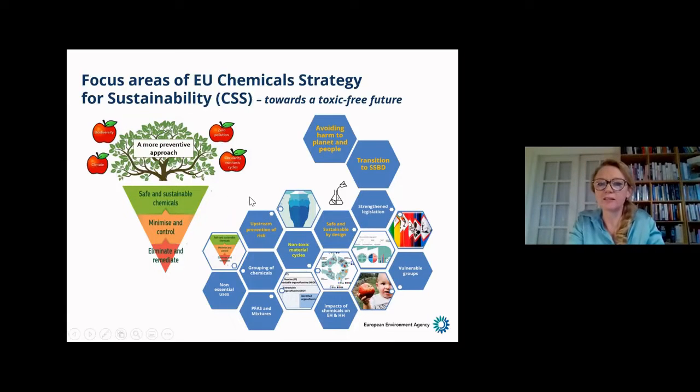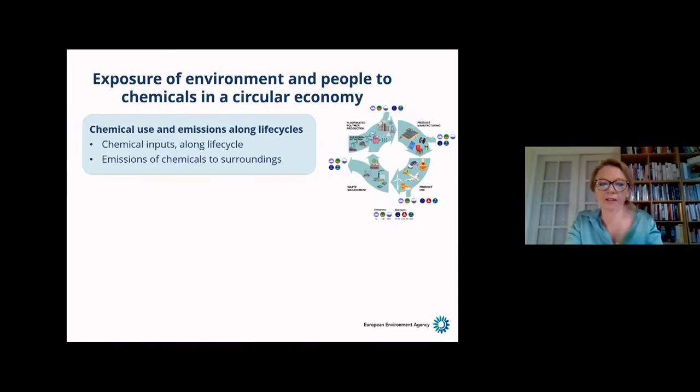So as you see, there are many different elements in the chemical strategy for sustainability, all centered around avoiding harm to planet and the people, and a transition to safe and sustainable by design. And this little figure here is something that we have made at EEA to show as a kind of an icon for safe and sustainable by design. But a lot of it is really on the upstream prevention of risk, the non-toxic material cycles, safe and sustainable by design, and strengthen regulations.